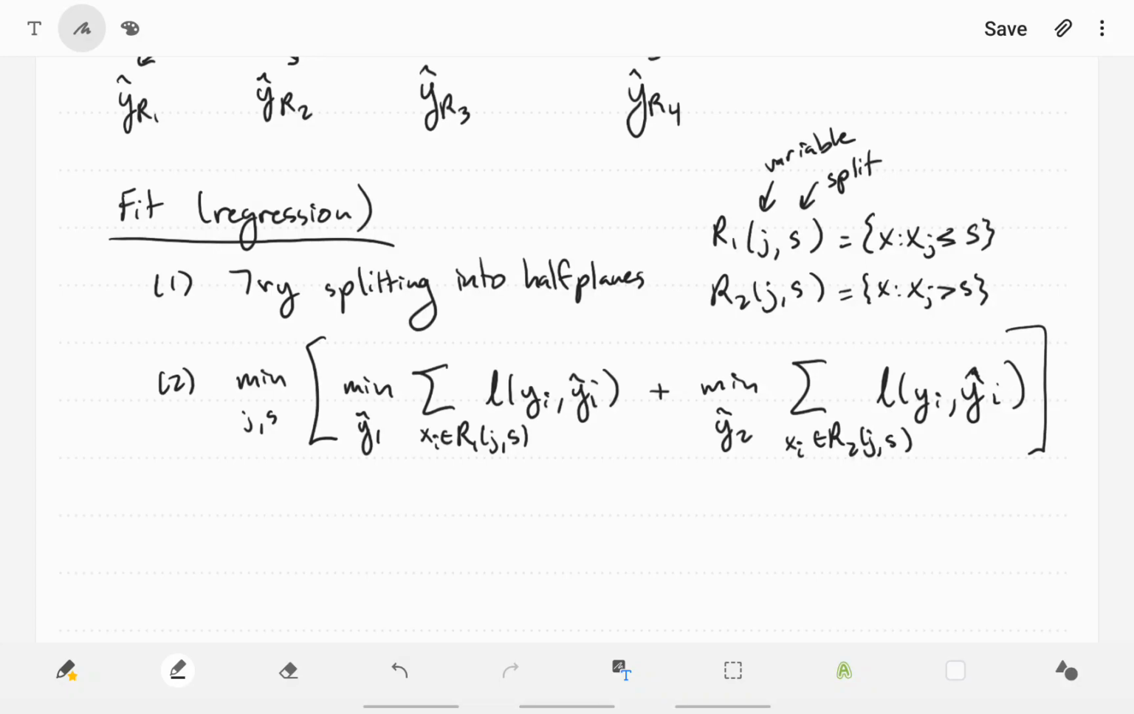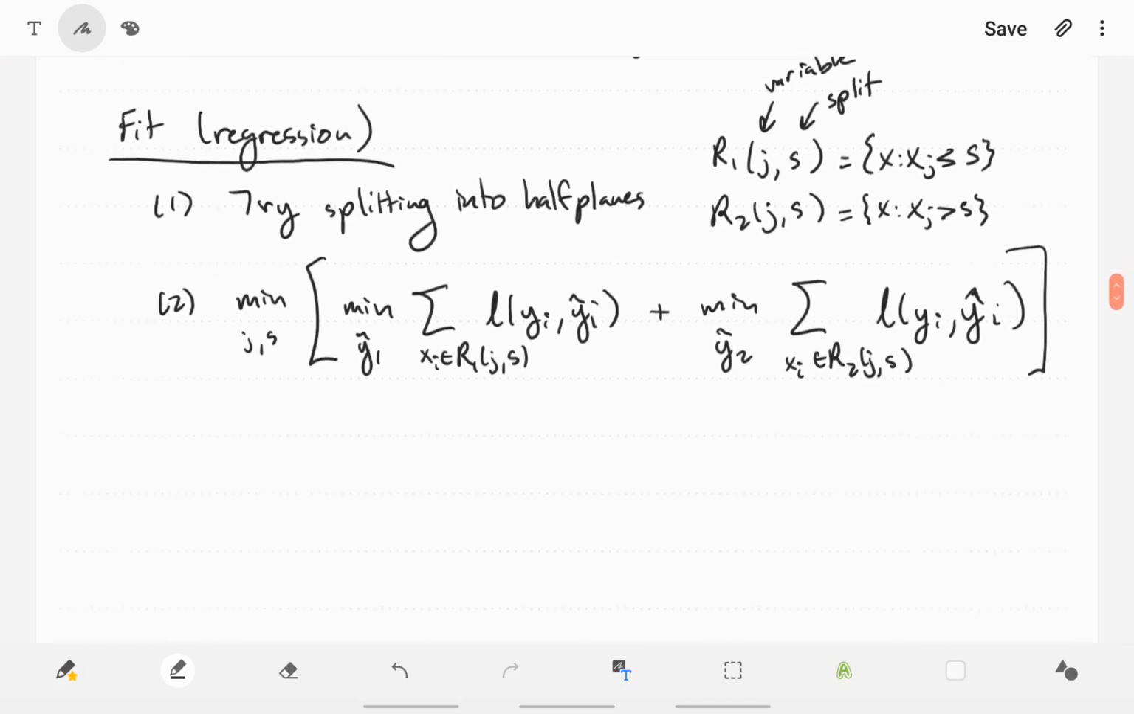So this is one possible solution, and it's pretty straightforward. If I told you that I have these two regions and your prediction must be constant within the two regions, what are you going to choose as your predictions? Well, you're just going to try to minimize the sum of losses for each of these regions. So in the case of square error loss, this y hat is just going to be the average of the y_i's within the region. So that's how we actually make our predictions and how we select s and j.